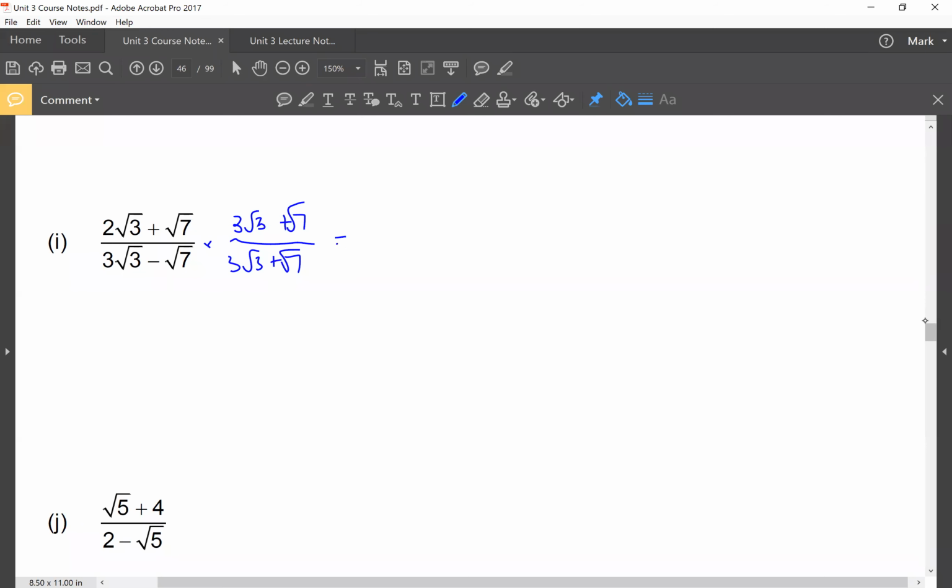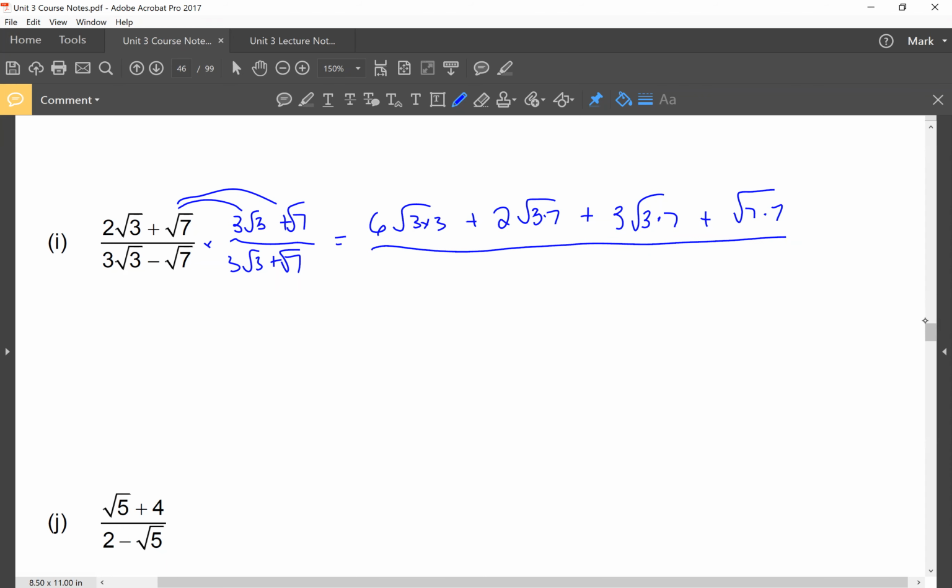Okay, so let's see what we get here. Same thing here. I'm still going to get 6 root 3 times 3, right? Multiplying the first guy. Then I'm going to multiply the last guy, so I get 2 root 3 times 7. Then I'm going to multiply the inside guys, so that would be 3 root 3 times 7 again. And then the last guys, which would just be root 7 times 7. So that's the top. This one is a hard one, by the way. I'm just doing this to show you. And now the bottom.